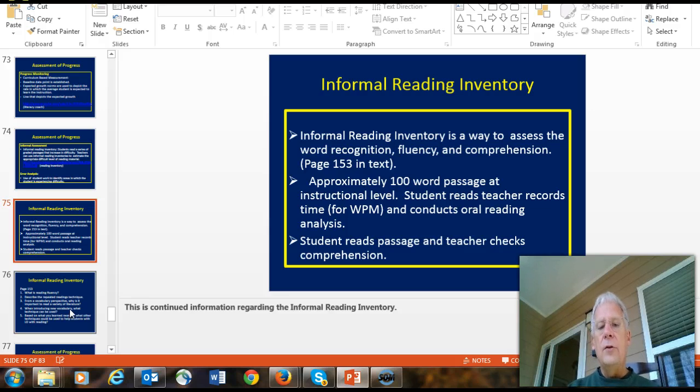Sometimes in reading inventories, teachers will also ask a few questions to kind of check the student's comprehension, because that is an important piece of reading as well. Now remember, if a student is reading fluently at their instructional or independent level, there is a 0.80 very strong correlation that the student will also be able to comprehend as well.